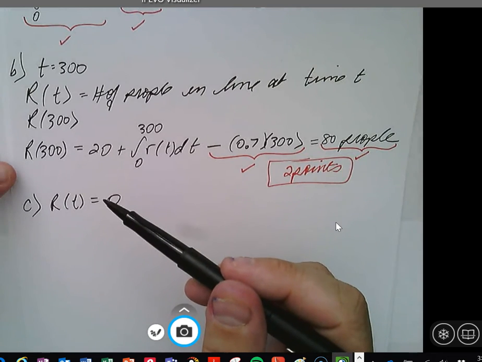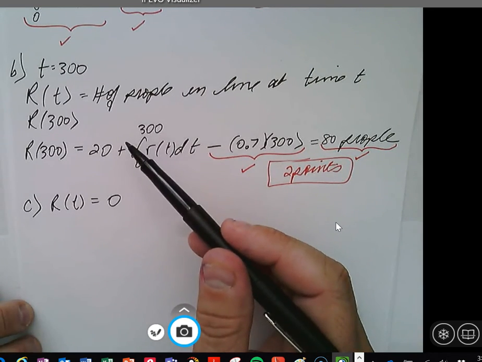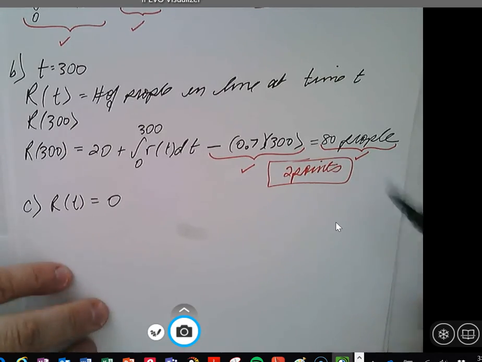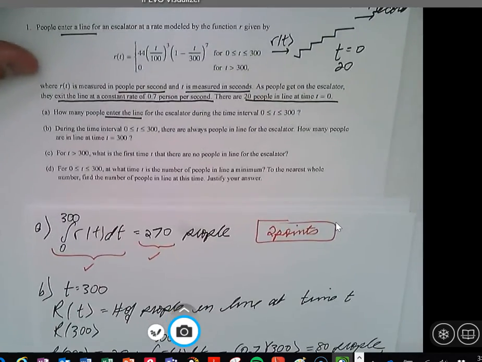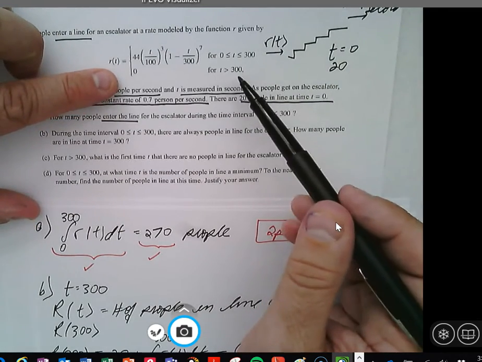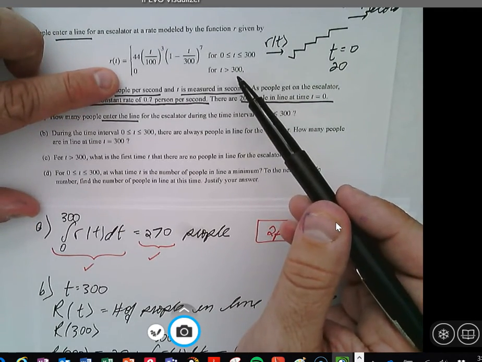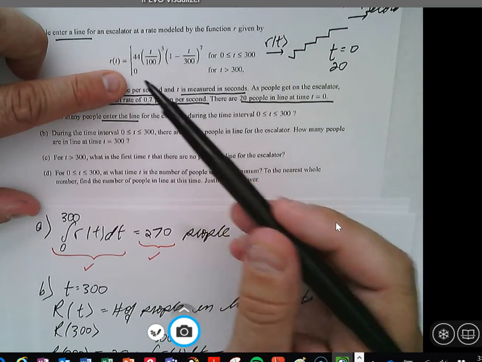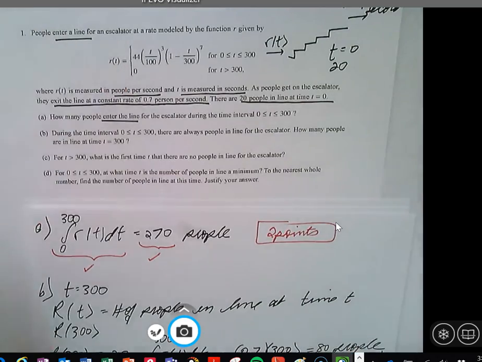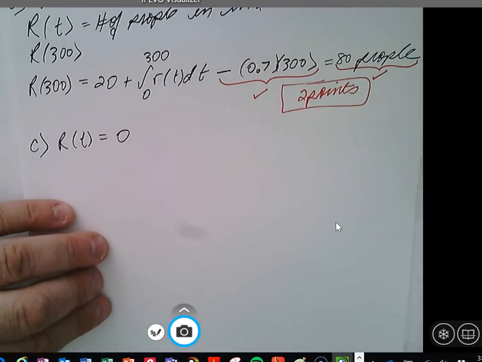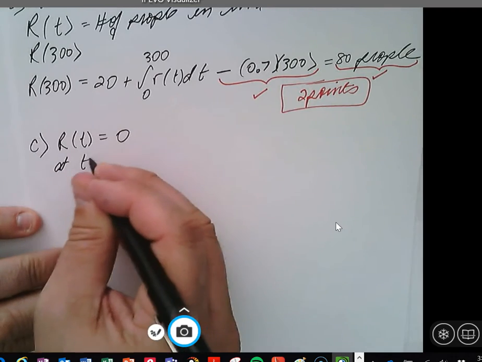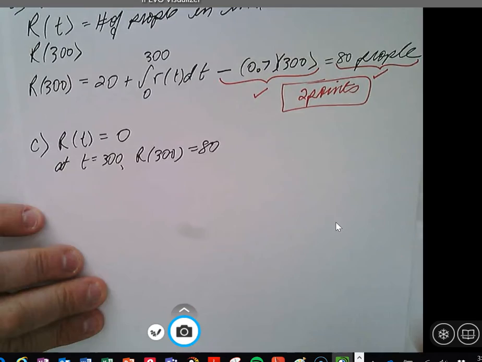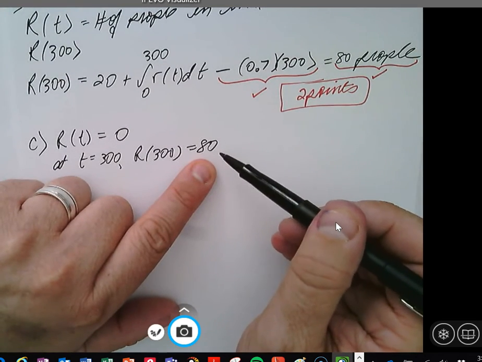I know that at time 0, we had 20 people in line. I know after 300 seconds, we have 80 people in line, but I also know if I go back to my original function, that just after 300 seconds, no more people are getting into the line. So it's only a matter of the people coming off the line. So a lot of ways we can think about this. What I know is that at t equals 300, big R of 300 equals 80. There are 80 people in line.